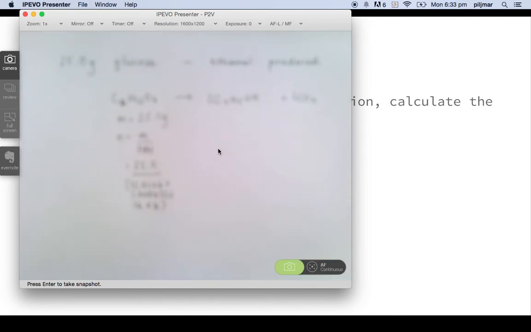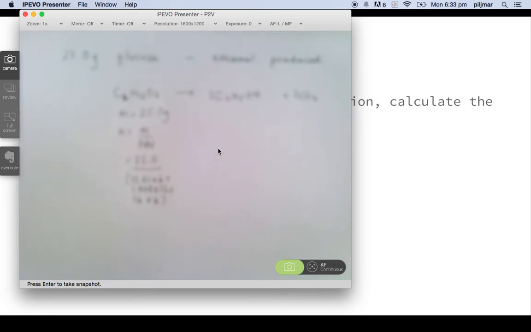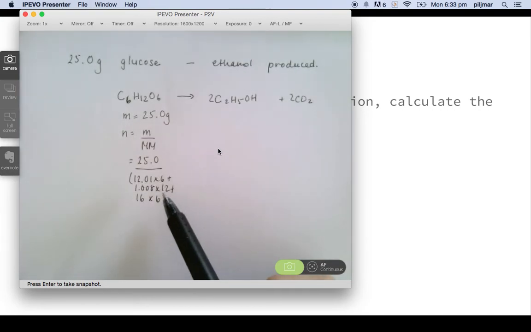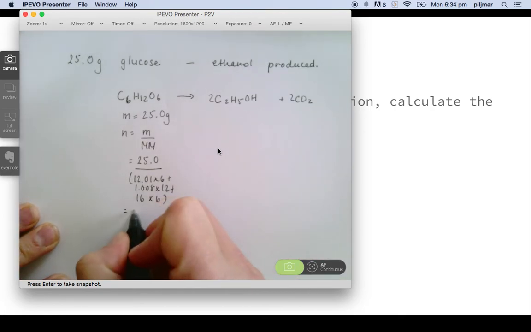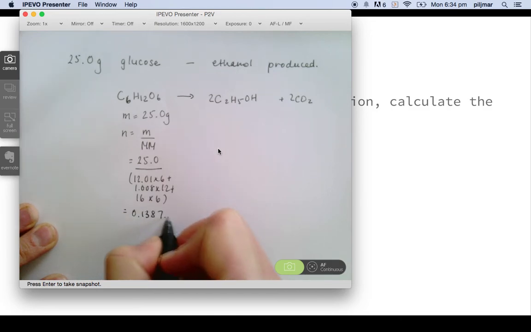It's not going to hurt you to actually write that out in a response, because it just tells me exactly how you've gone to work out the molar mass of this particular substance. So 25.0 divided by 12.01 times 6 plus 1.008 times 12 plus 16 times 6 is equal to 0.1387 dot dot dot moles.